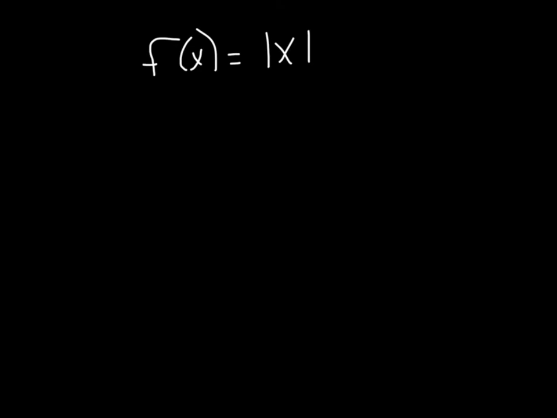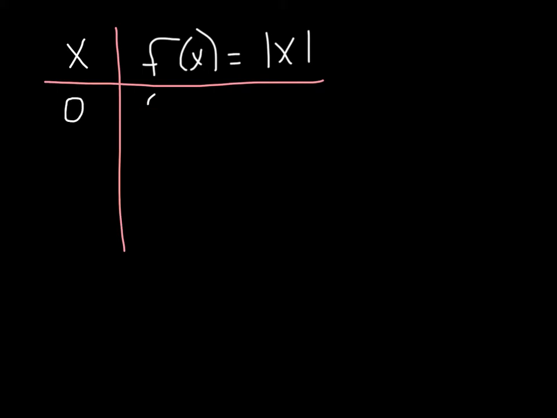So the first thing I'm going to do is create a table. This is my functional output on the right, and then on the left, I'll just put in some inputs. So what happens when I plug in 0, for example? Well, when we plug in 0, we obviously get an output of 0, because the absolute value of 0 is 0, right? When I plug in 1, I get 1. When I plug in 2, I get 2.